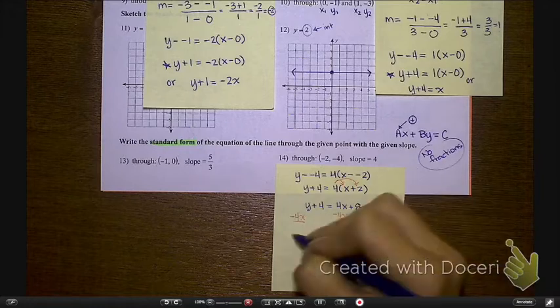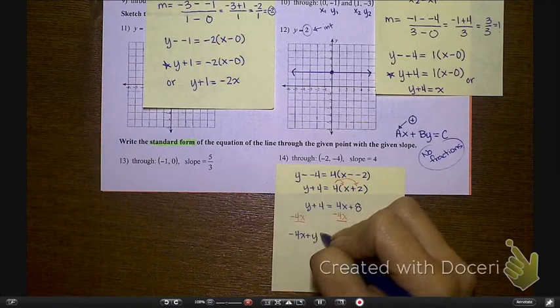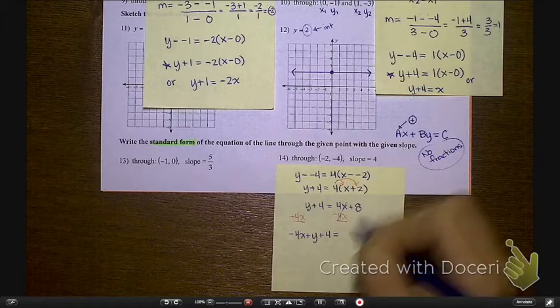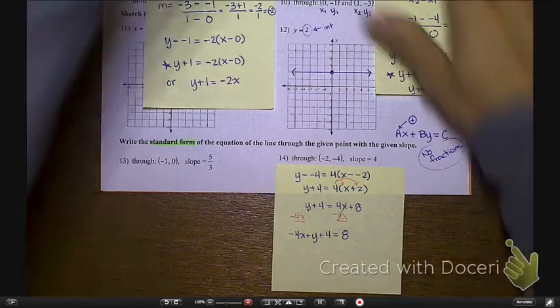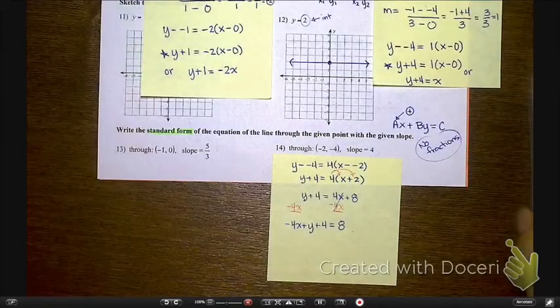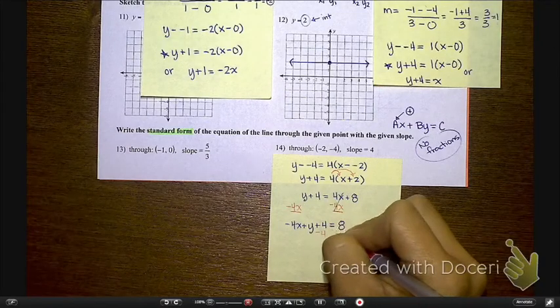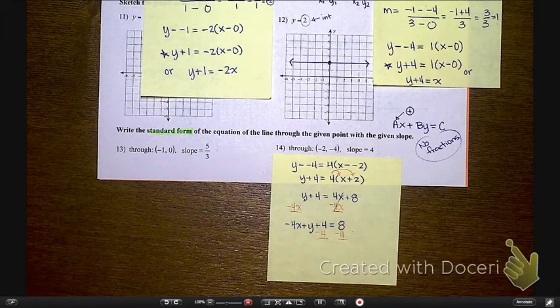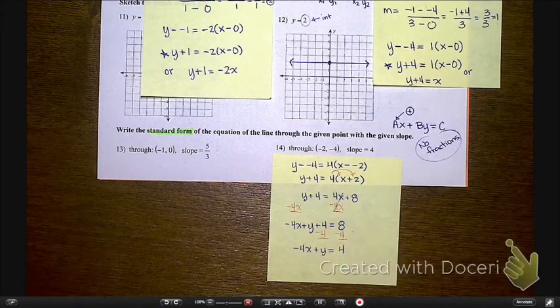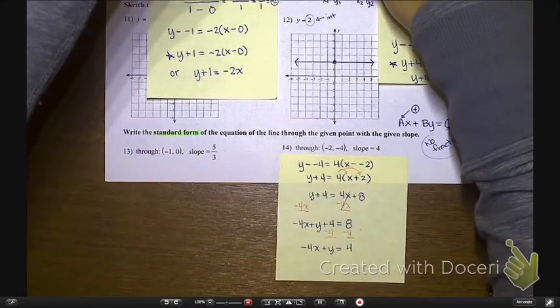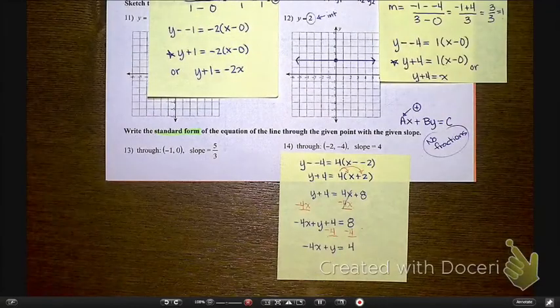So we get negative 4x plus y plus 4 equals, what's left over here? 8. Is there still stuff on the wrong side? Yeah, what's still on the wrong side? The 4. Okay, so let's subtract this 4. So we get negative 4x plus y equals 4. Okay, is this the final answer written in standard form? No, it's not. Why? Yeah, the A term is negative. We need it to be positive.